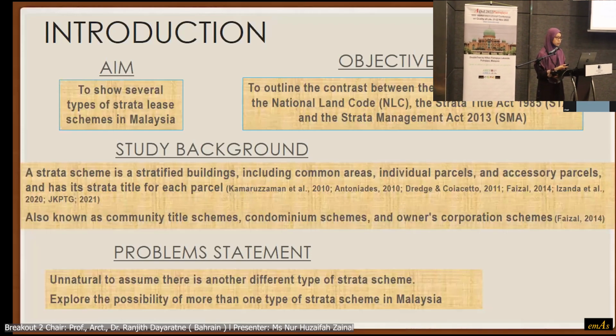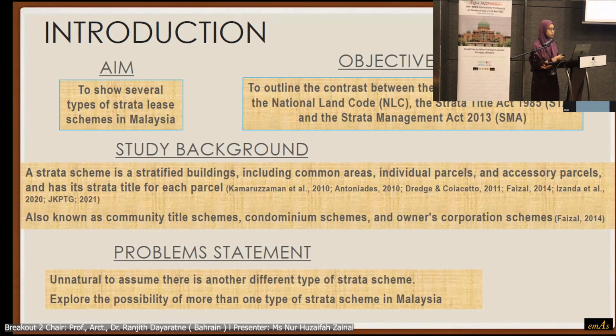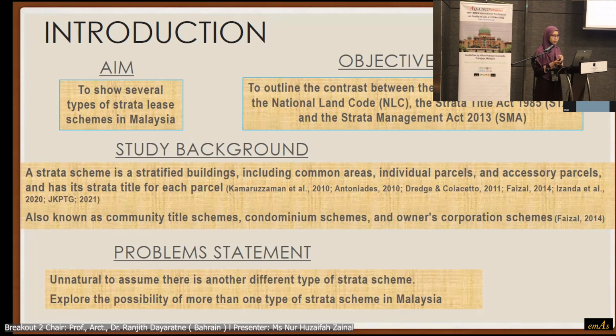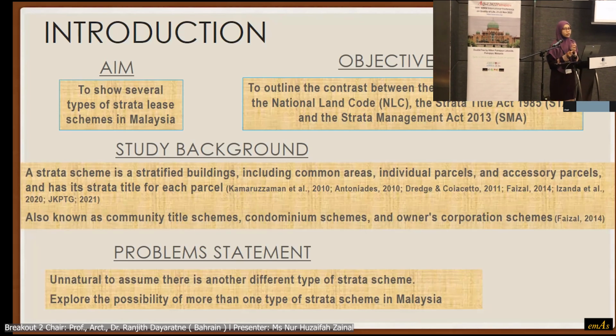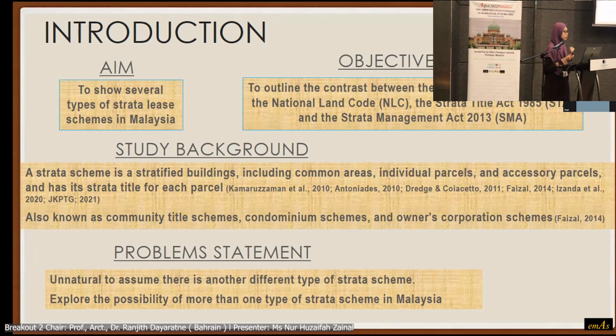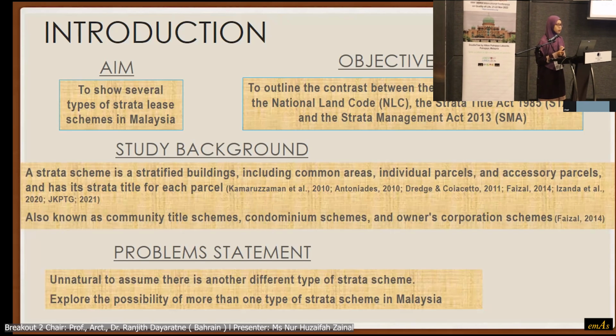A little bit of the study background. The objective is to outline the difference between a strata scheme and a strata lease scheme. The study is about to identify whether there is any other scheme besides the normal strata scheme according to the National Land Code, the Strata Title Act, and the Strata Management Act. The aim of the study is to show that there are several types of strata lease scheme in Malaysia. There is not one type.